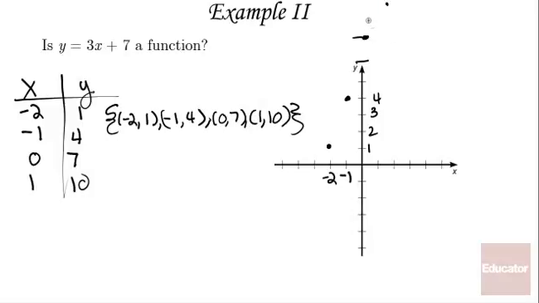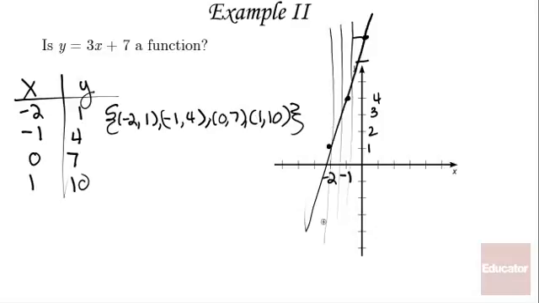So if I were to connect these, actually, I don't quite have room for that. Working with these 3 points, since that fourth point would be off the screen, that's enough to draw a line. And what I see is that no matter where I draw a vertical line, it only crosses the graph at one point.